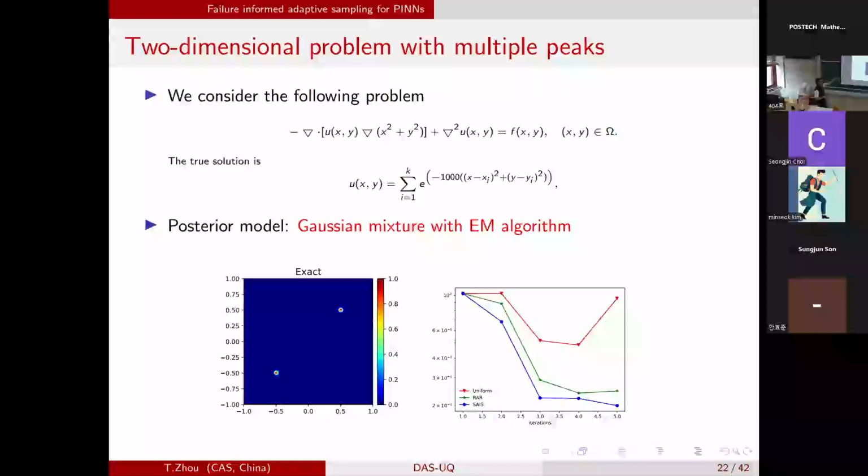Okay, next I will show you more examples. This is the two-dimensional problem with two peaks. You can see that for this, you have two singularities.